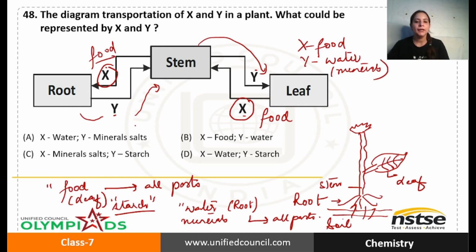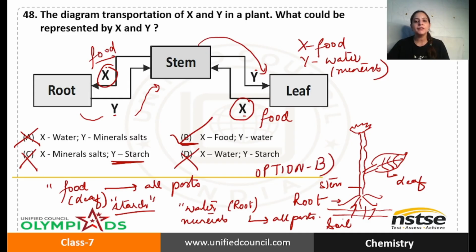Now let's look at option A. X as water, Y as mineral salts. Wrong, because X is food, not water. Option B says X food, Y water. Yes, it can be. Let's keep it aside. Option C, X minerals. No, Y is water, not starch. D says X is water. Again, no. So option B is the right answer. So which option is right?